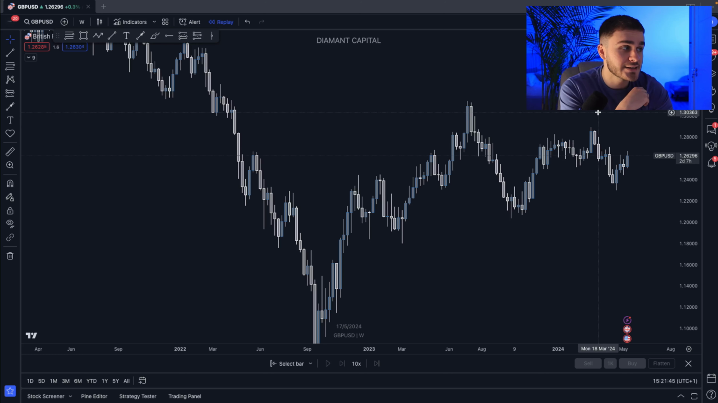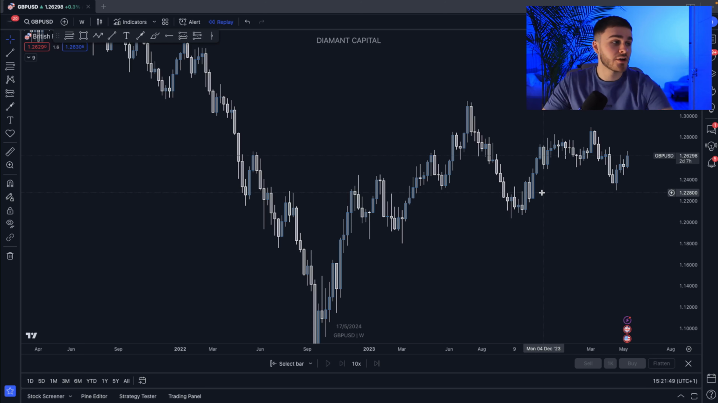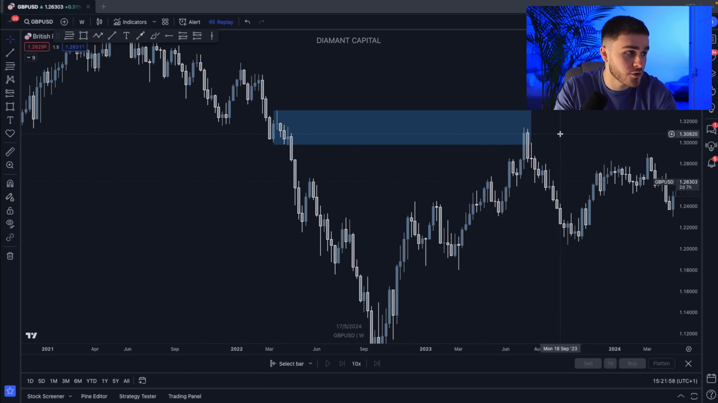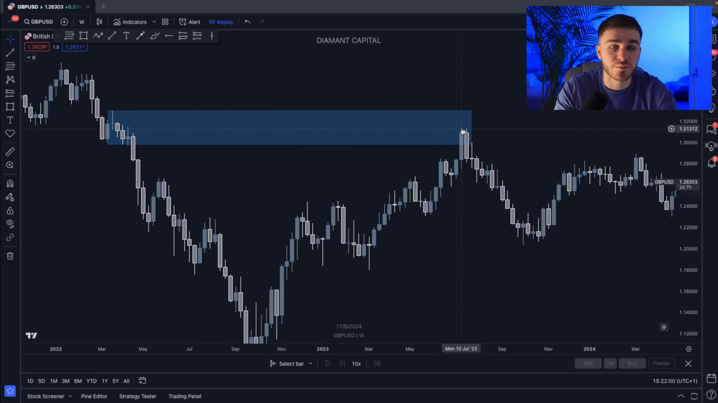When you've got these indecisive candles around areas where you could potentially reject off, you always have to look at supply and demand zones. As an example over here, when we were looking at this pullback to this kind of area, what I would have been looking for is, okay, we had a very explosive move into there.